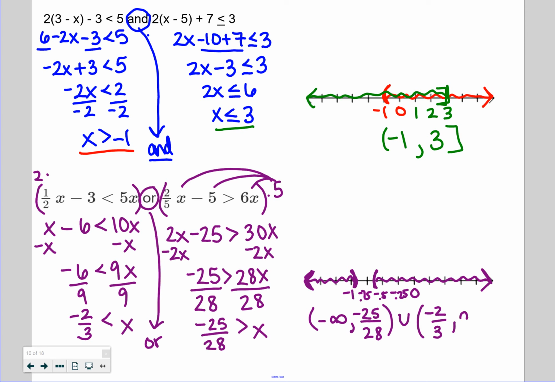-2/3 to infinity. Now what's interesting about this problem is if I changed it to an and statement, there would be no overlap at all. So your answer would be no solution. So that would be what another special case would look like.